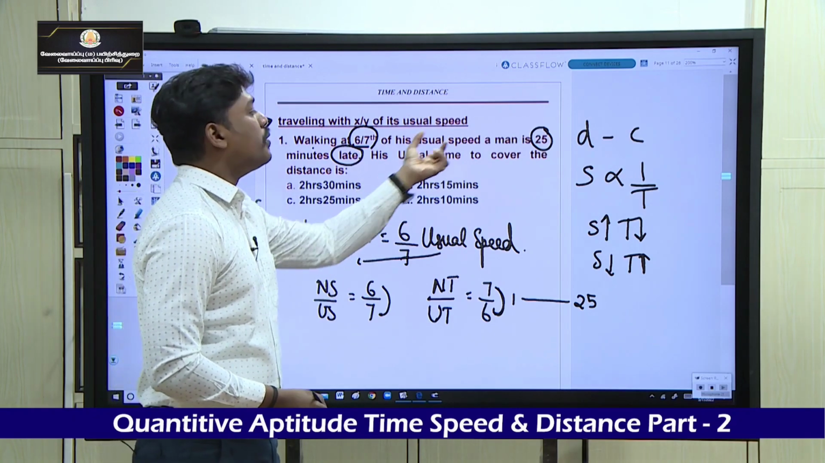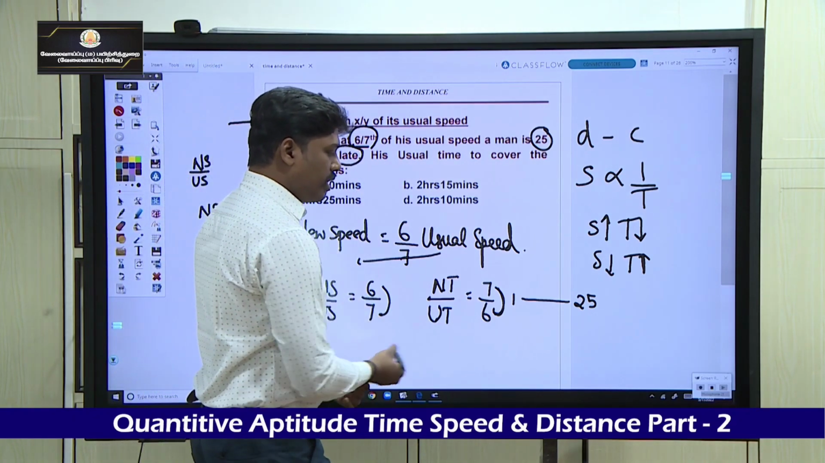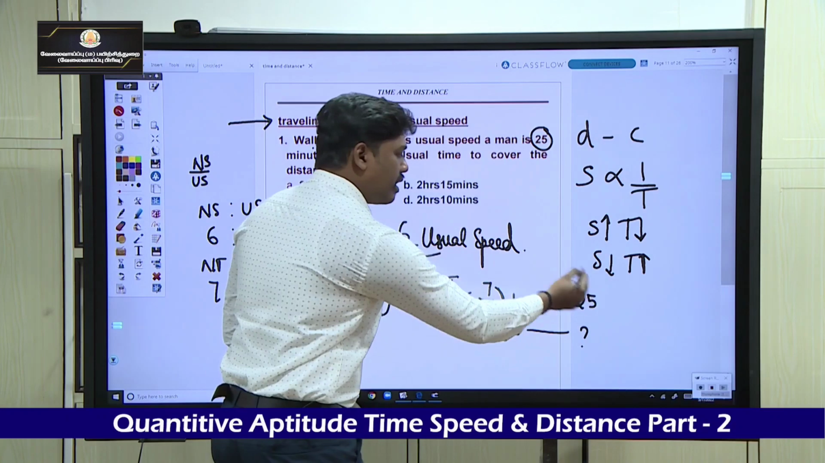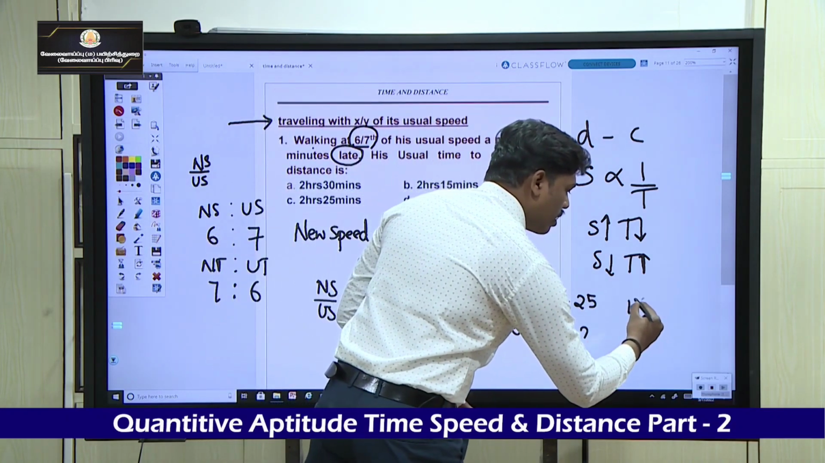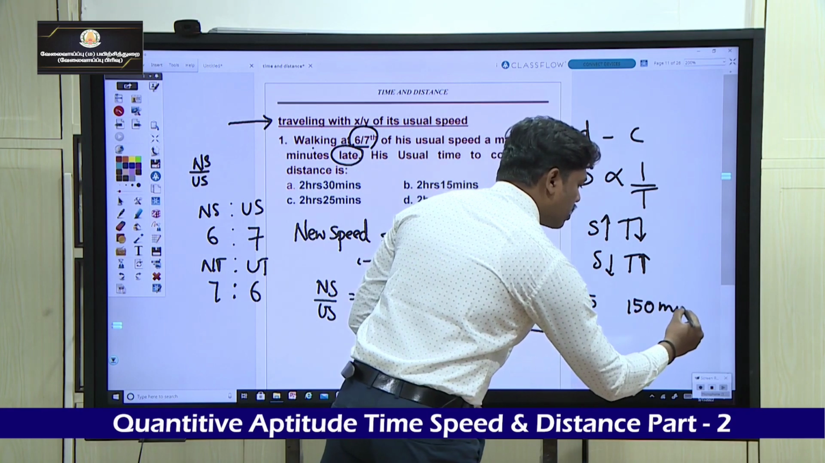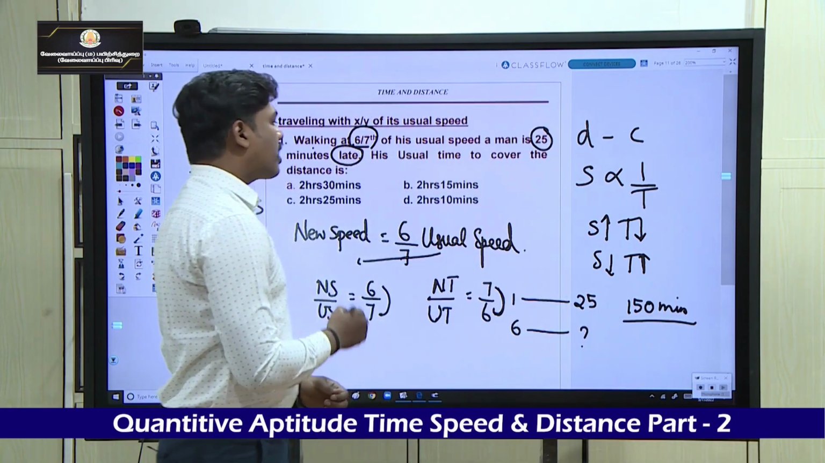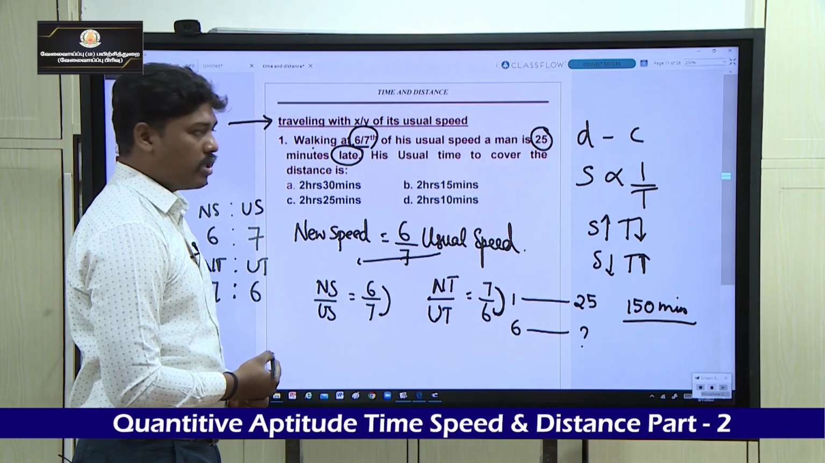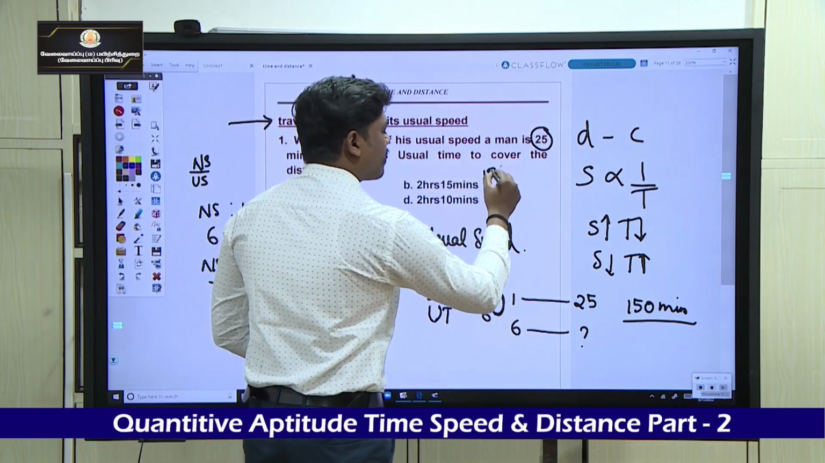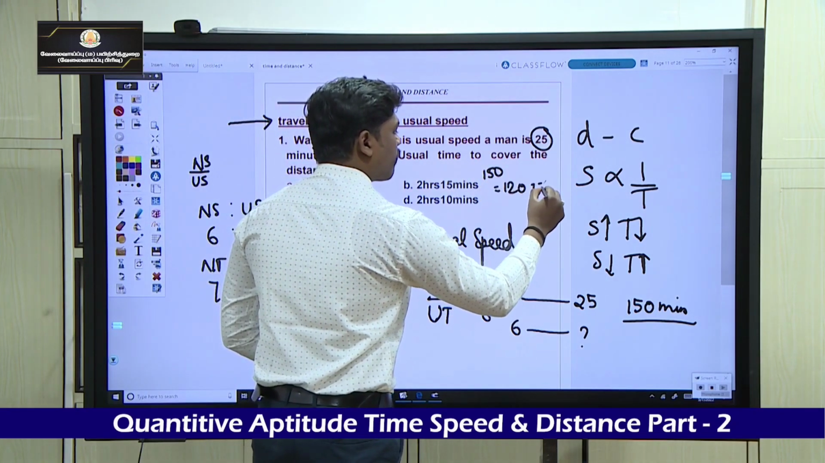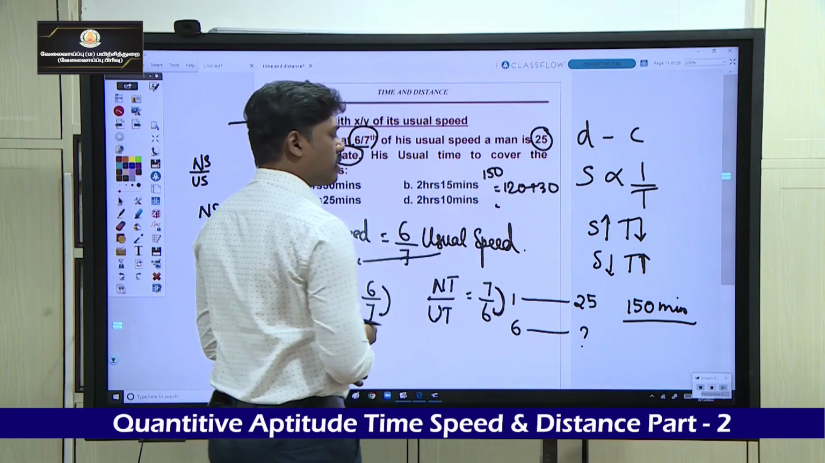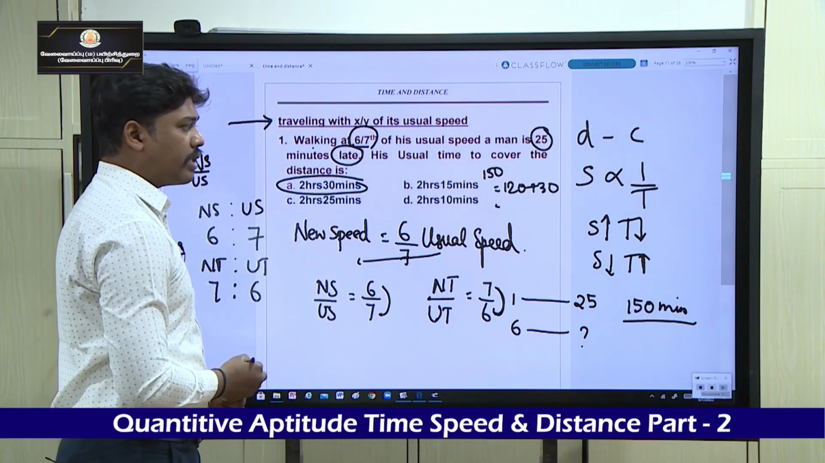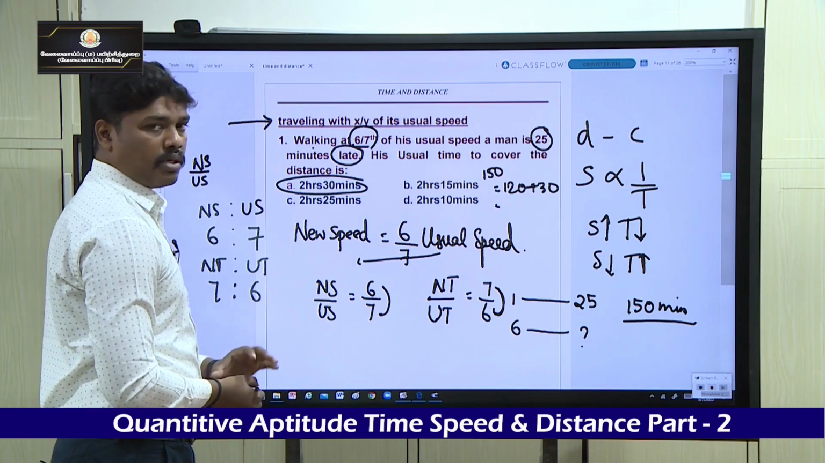They are asking the usual time. Usual time is what? 6. So what would be 6 parts? If 1 part is 25, then 6 parts, 6 into 25, you will be getting 150 minutes. So convert into hours. 2 hours is 120. So this 150 minutes I can write as 120 plus 30. 120 is 2 hours and 30 minutes. So your answer is 2 hours 30 minutes. So okay with the concept here?